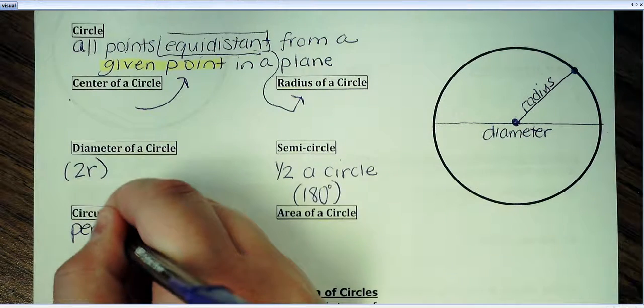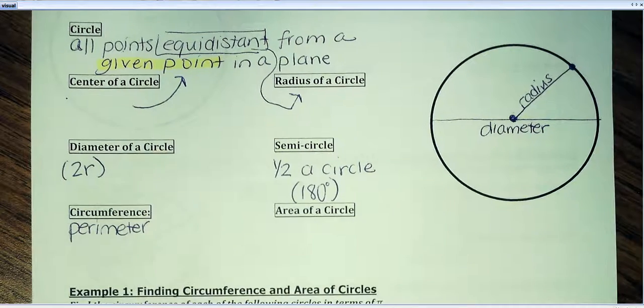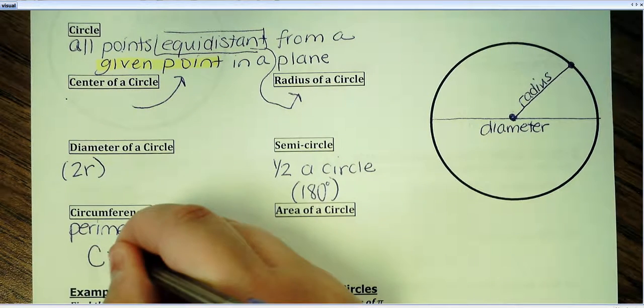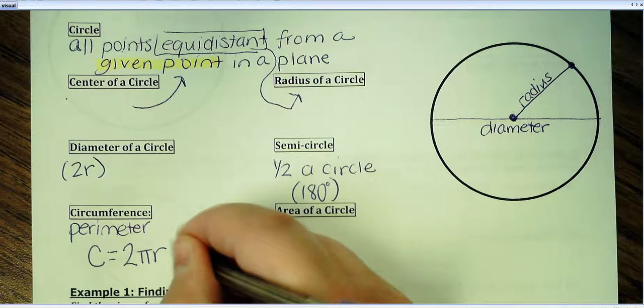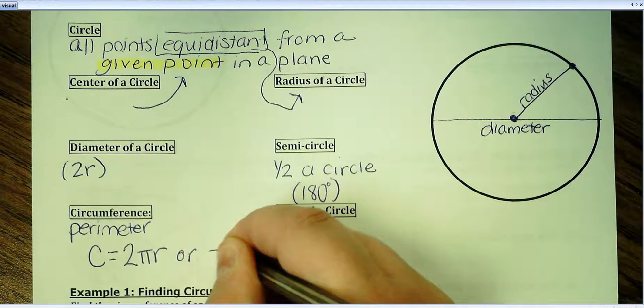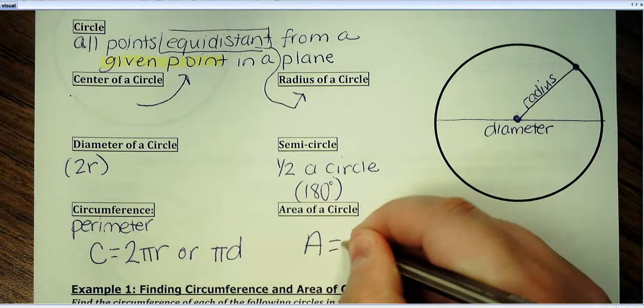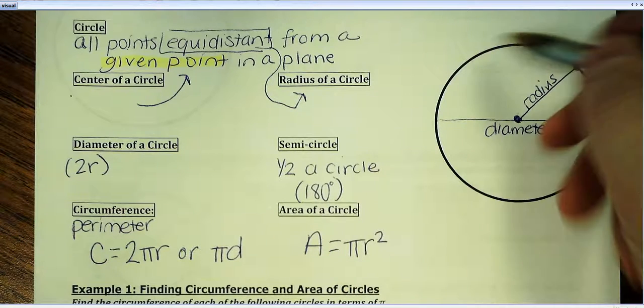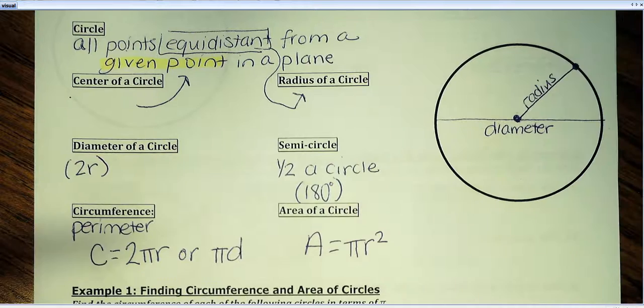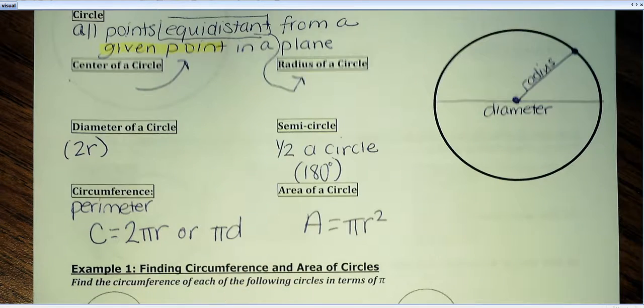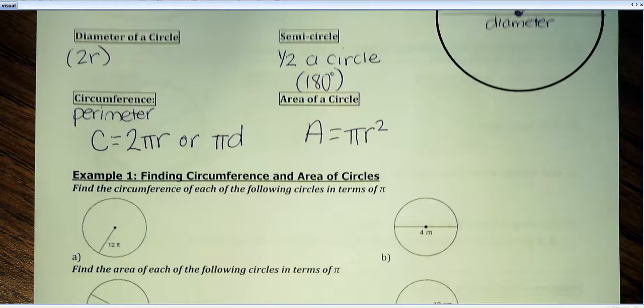Circumference is a special word for the perimeter of a circle, and I'm just going to jot down the formula, 2 pi times the radius, or another formula you can also use, pi times the diameter. So 2 times the radius is equal to the diameter. That's why you can have 2 interchangeable formulas there. And area of a circle is the amount of space enclosed by the circumference or by the perimeter. So it's the space inside there, and that's going to be the area. That's pi r squared.